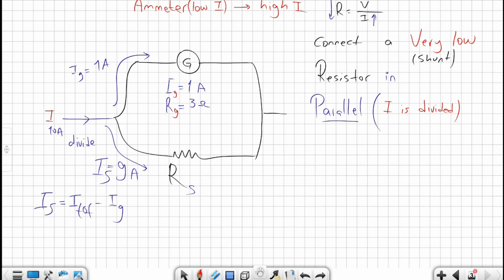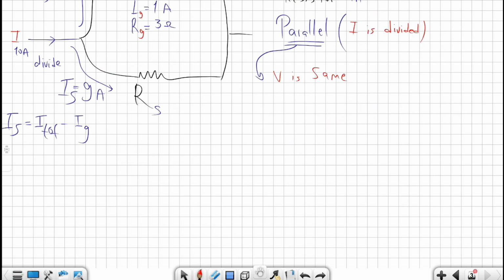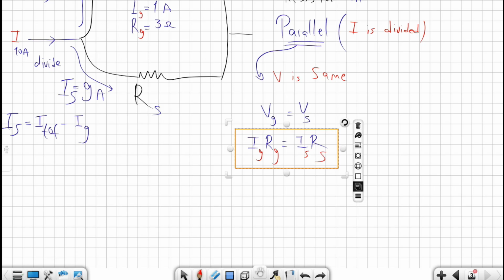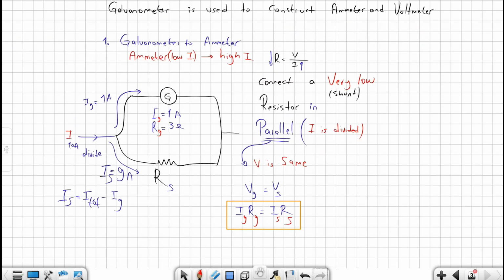Whenever we see parallel, we need to always remember that potential difference is the same. So V is the same in both the shunt and the galvanometer or the ammeter. So we can say that VG is equal to V shunt. Every V is equal to IR from Ohm's law. So both are equal to IR. The left side is IG RG, the right side is I shunt R shunt, and that is our equation in the conversion of a galvanometer or low current ammeter to a high current ammeter.